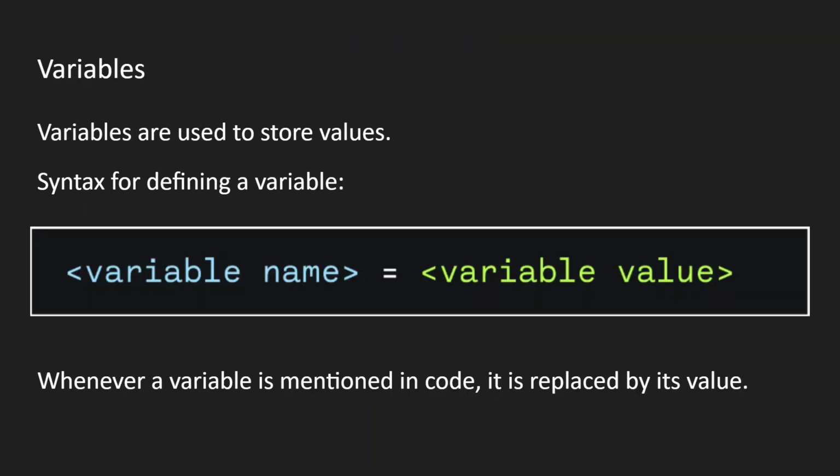Variables are used to store values. This is the syntax for defining a variable, so we have the name on the left and its value on the right. Whenever a variable is mentioned in code, it is replaced by its value.